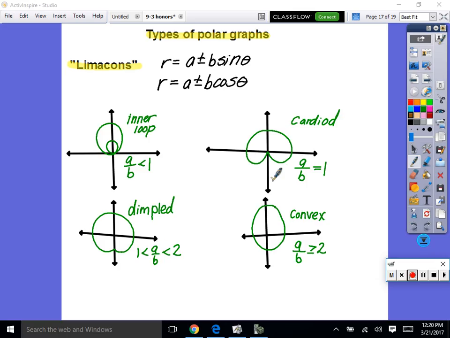It helps to know these rules because then you can say, oh, I have this kind of dimpled graph. This must be a sine as well since it's reflected over the pi-half axis. And this is considered convex if it's kind of, I couldn't draw it very good, but like that. If you want it to be more exact, look in your book. Convex, that's what convex looks like. If a divided by b is greater than 2, it'll be a convex limaçon.